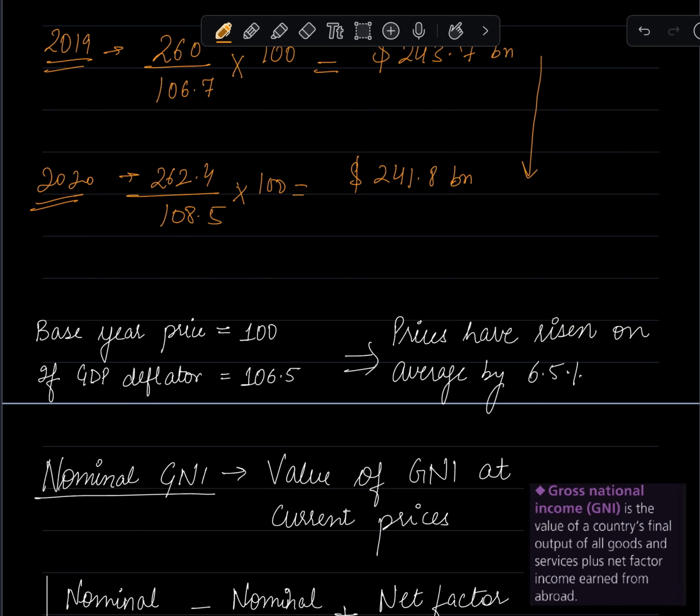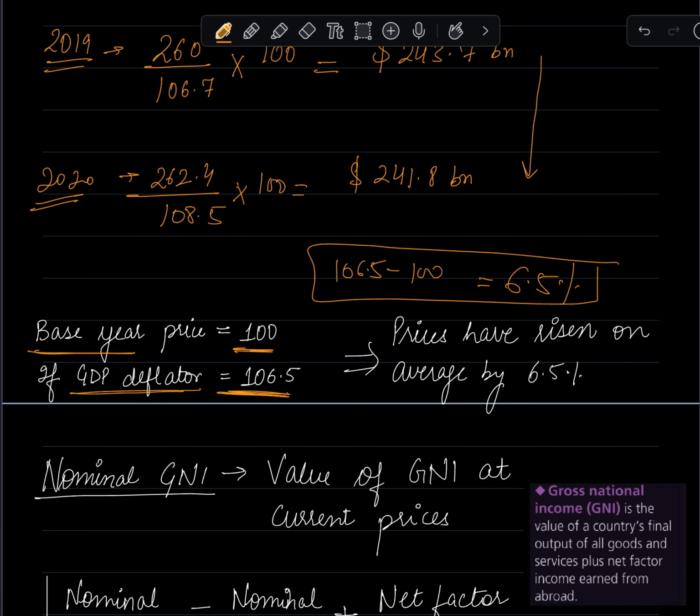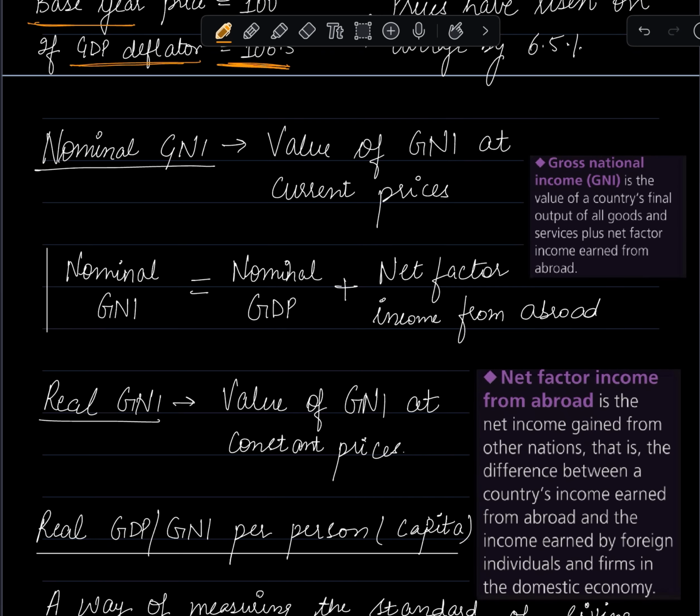Now I wanted to tell you one more thing. We take the price of base year as 100, and if it is given that GDP deflator is 106.5, we assume the price of base year to be 100 and GDP deflator is given 106.5. It means that the prices have increased by 106.5 minus 100, that is 6.5%. This is how you calculate inflation with the help of GDP deflator.